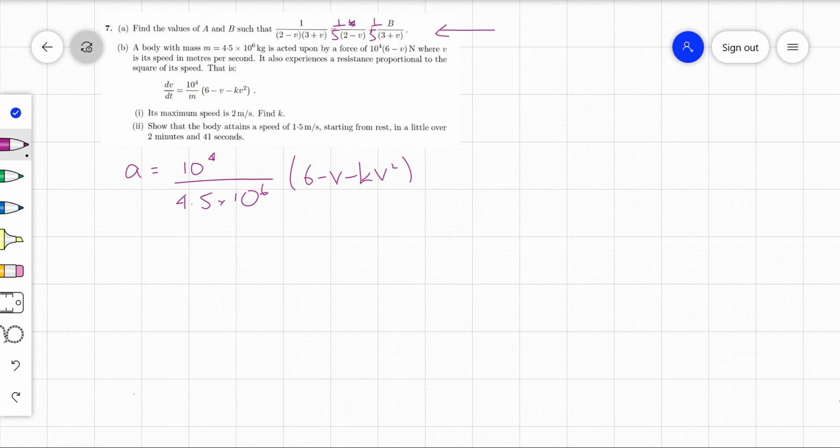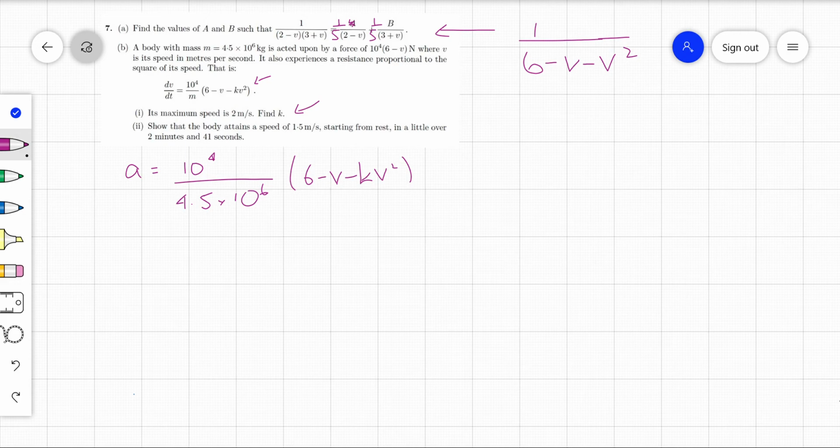Actually, while I'm at it, I might just have a look at what 2 minus v times 3 plus v is. So that's a 6. I get a minus v, and I get a minus v squared. All right. So that looks very much like this bit here where k equals 1. So here, this question says find k, and I'm hoping it is 1.